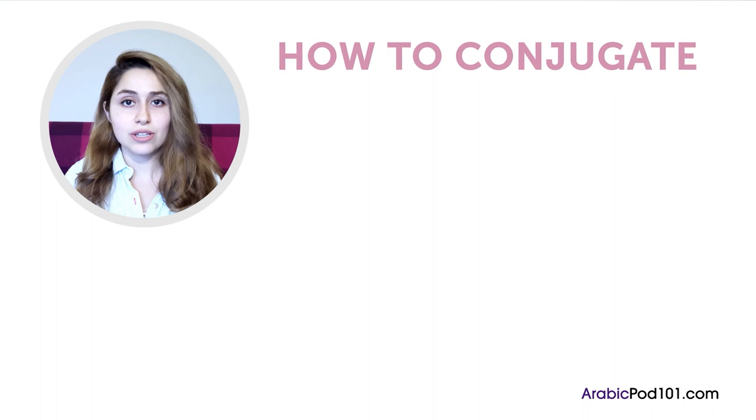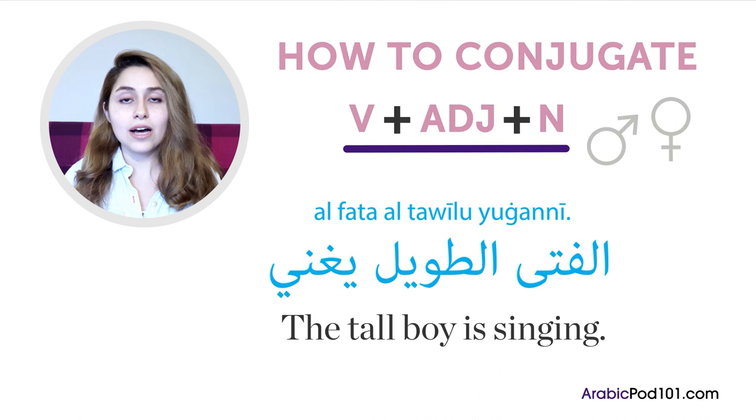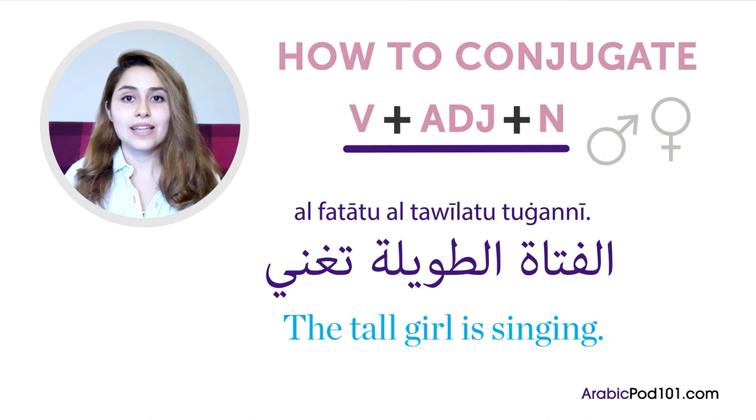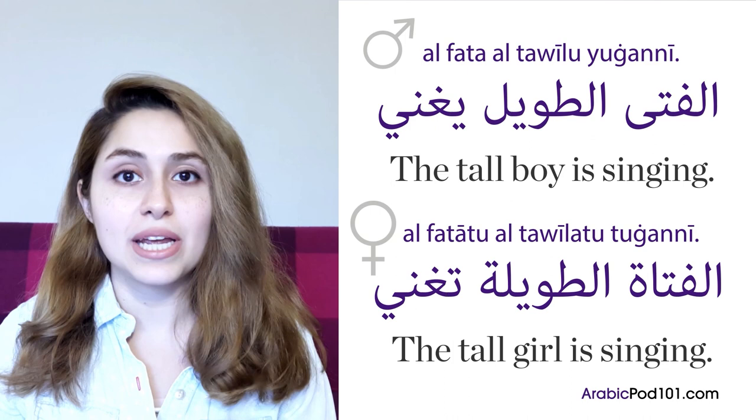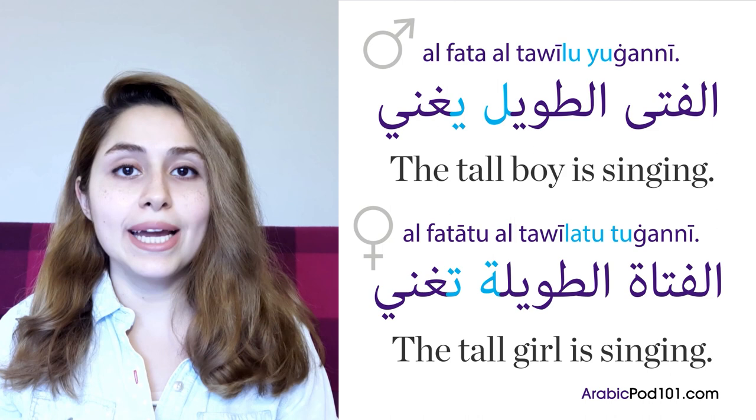For instance, we'll look at a noun adjective verb sentence for a masculine noun and for a feminine noun. Al-fata al-tawilu yughanni. The tall boy is singing. الفتاة الطويلة تغني. The tall girl is singing. The first one is masculine and the second one is feminine. See the slight difference in conjugation? Namely, the تاء مربوطة in the end of الطويلة and the تاء in the beginning of تغني.